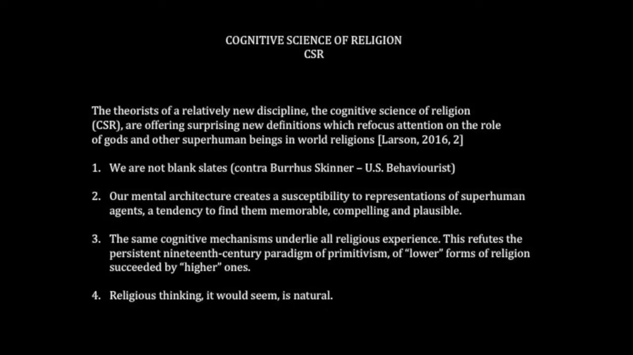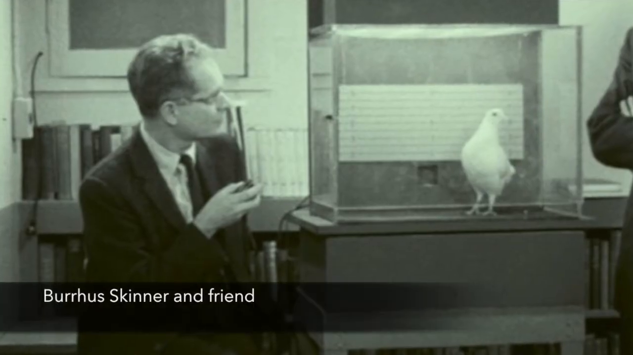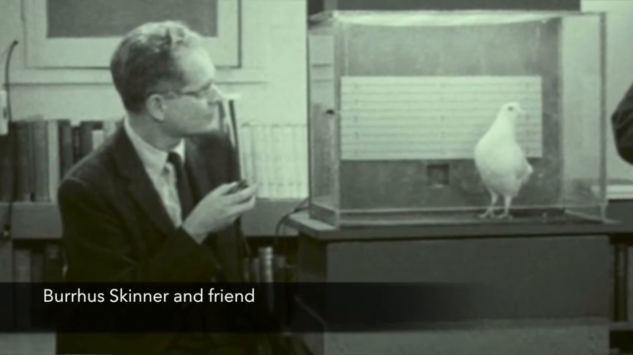If you want to sum up the cognitive science of religion, there are four main points. One, we are not blank slates. Contra Burrhus Skinner, the behaviourist. Here's Skinner with one of his pigeons. Skinner basically thought that we were all pigeons tapping on the side of boxes to get bits of grain. But we've found out since then, obviously, that we're not blank slates. We have instincts. We have various commonalities as humans in our behaviours, beliefs and cognition.